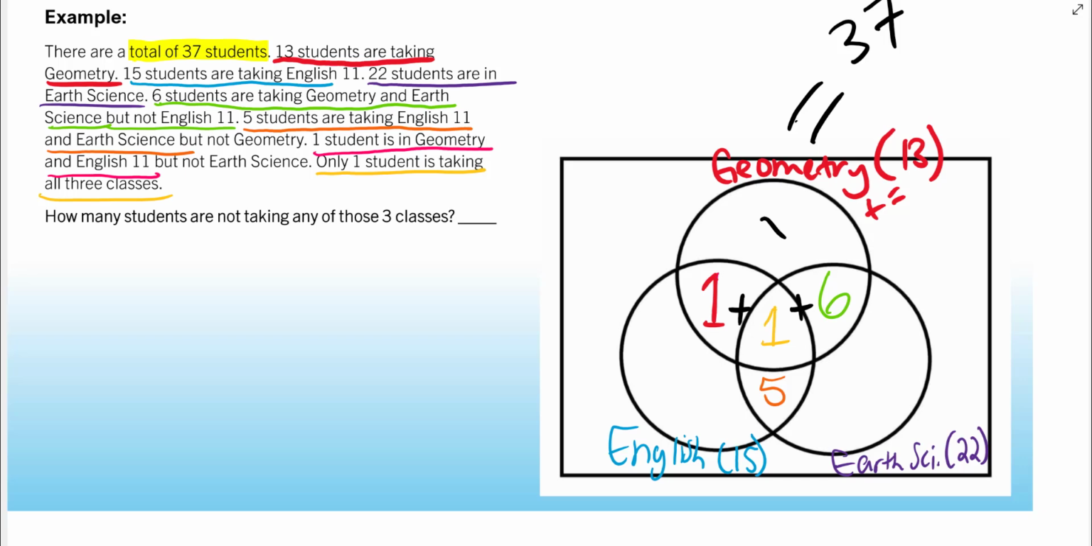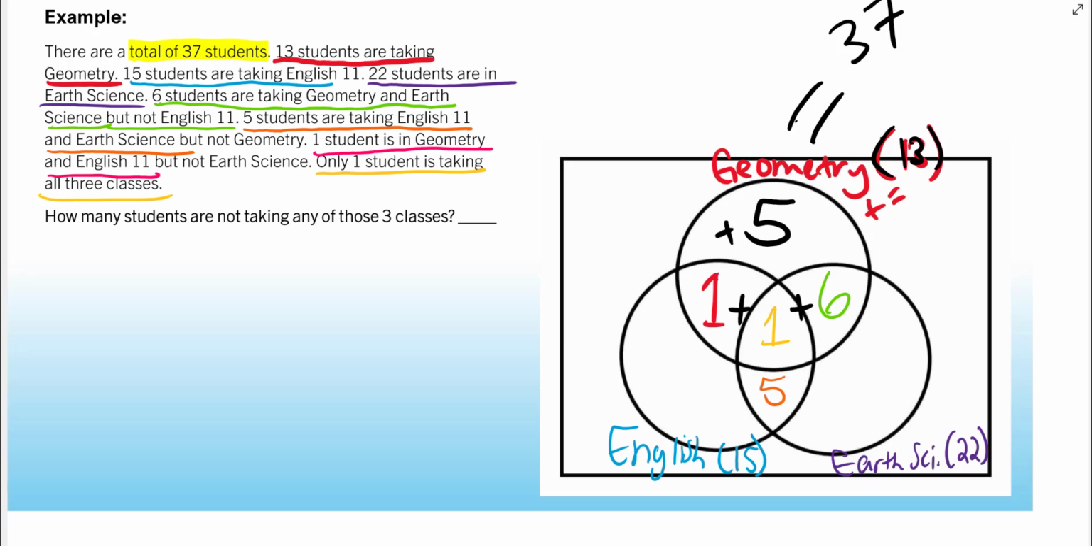I could put an X if I wanted to. Si quieres hacer este, tú puedes. Si sabes, tenemos 8, pero necesitamos 13. Necesitamos 5 más. So that means that we need 5 more. Again, if I add up these numbers, 5 plus 1 plus 1 plus 6 is going to equal 13.